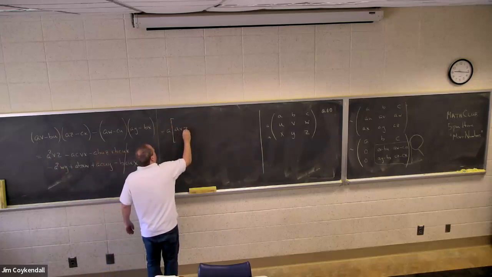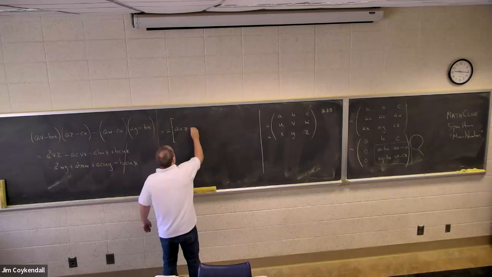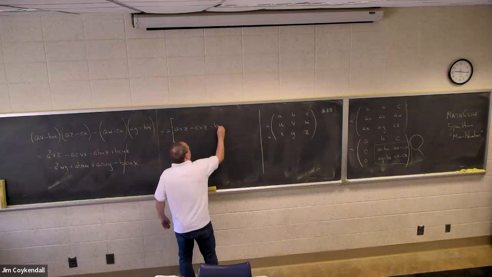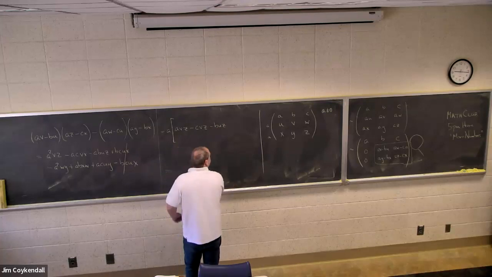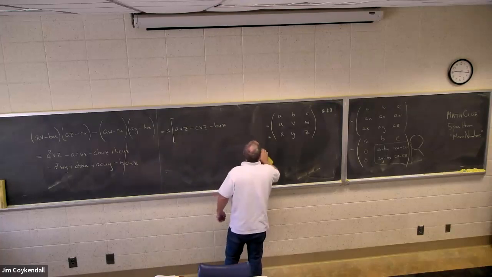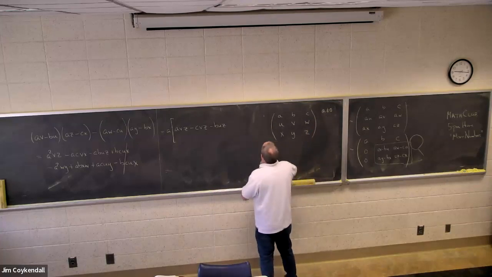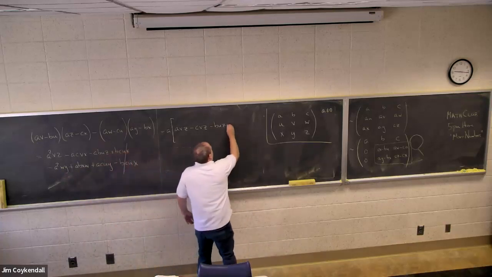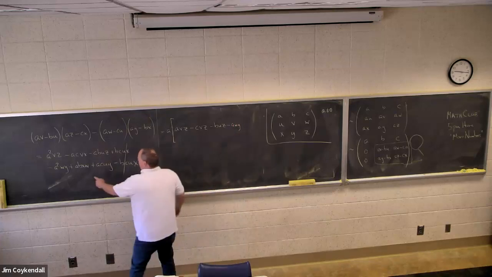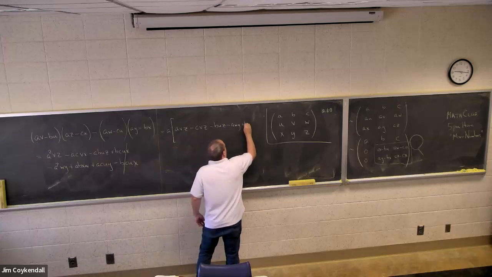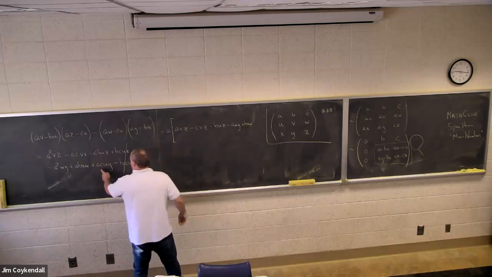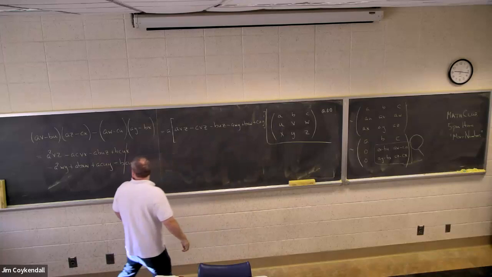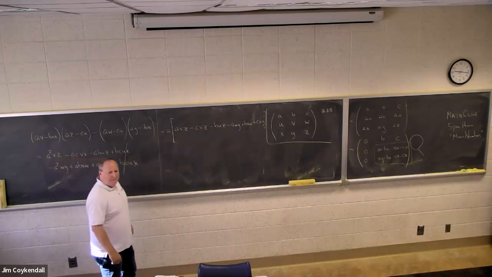ABZ minus CBZ minus BUZ, so you pull an A out of this, minus AWY plus BXW plus CUY. Everybody okay with that? Yes.